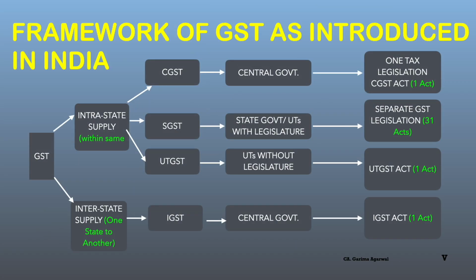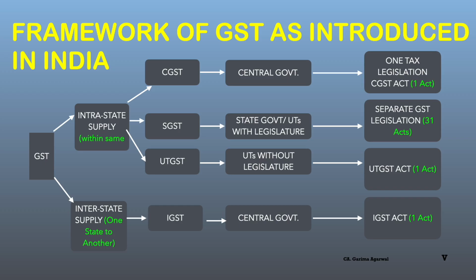Now, what was the framework of GST as introduced in India? Here, what makes Indian GST unique? Because India is a federal structure, we have both the central government and the state governments. We don't have just one GST, we have 4 different types. First is the CGST, that is the Central Goods and Service Tax. It is collected by the central government on intrastate sales, that is sales within the same state.